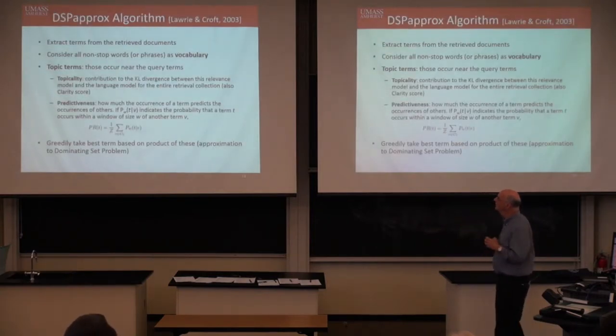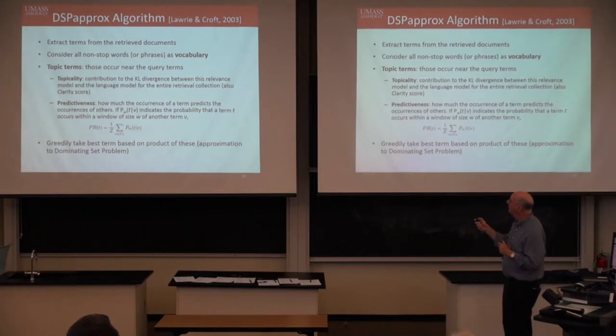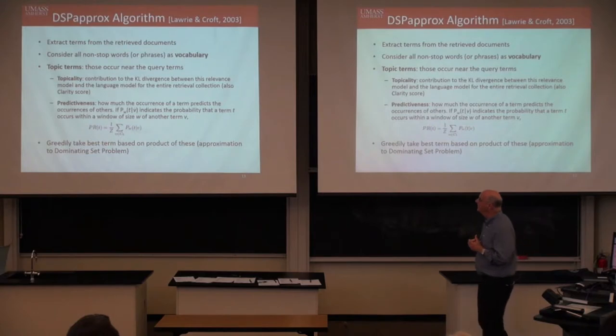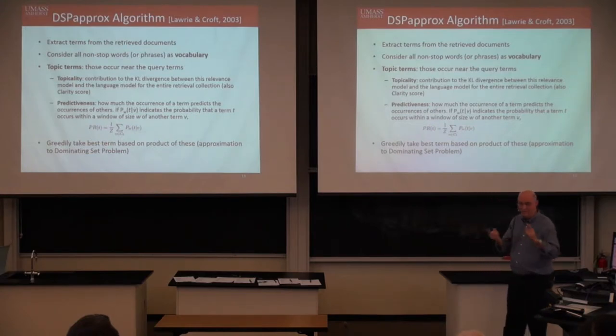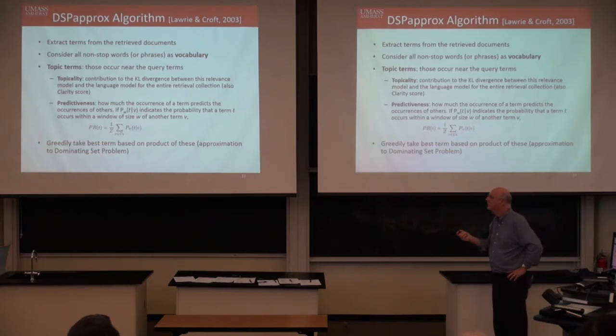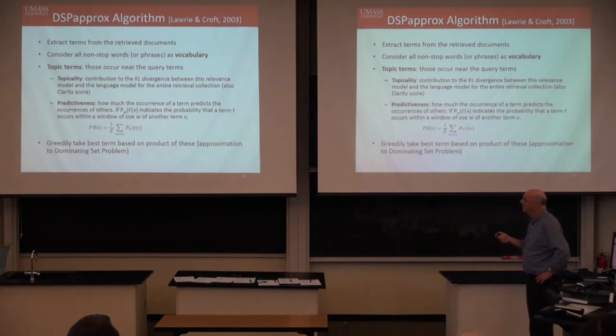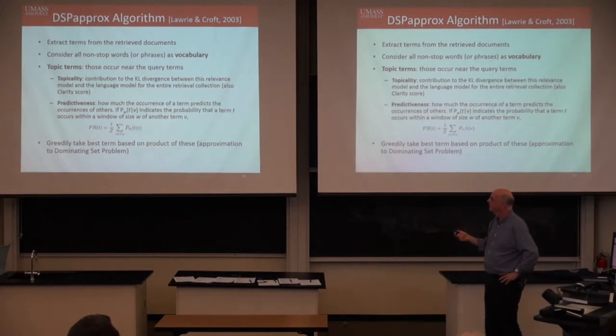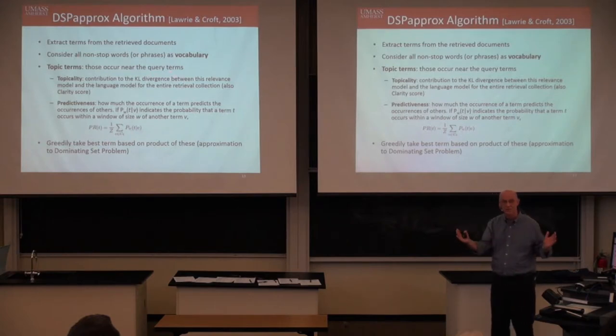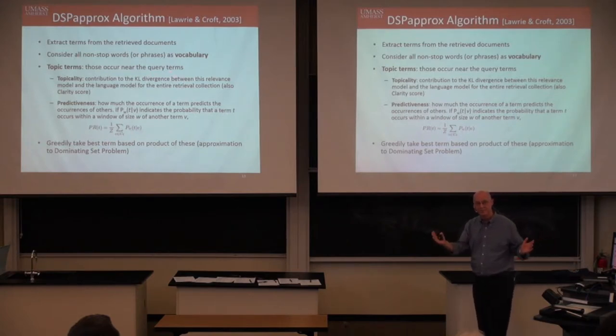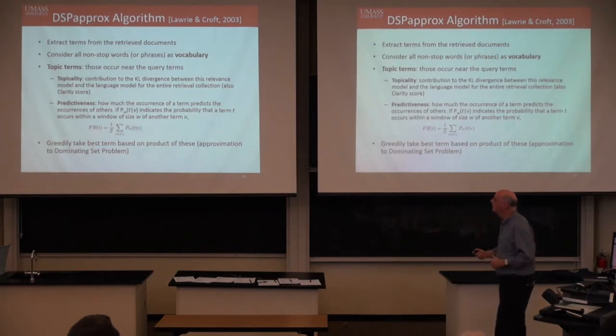And this is the algorithm we use, DSP approx, which is quite an old algorithm. It's in 2003. Actually, we first proposed it in 2001. So this is what we did last year in terms of this extraction. So to extract terms from retrieved documents, we look at all non-stop words or phrases as what we call the vocabulary. And the topic terms are the words or phrases that occur near the query terms, in other words, within some window of the text, near a query word.